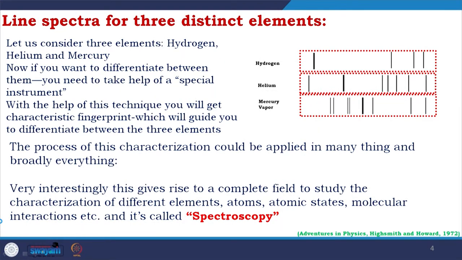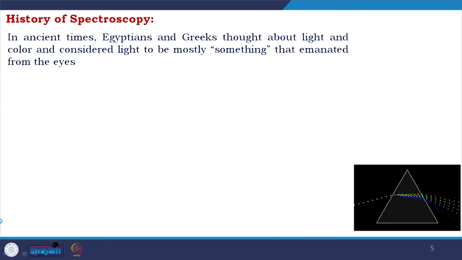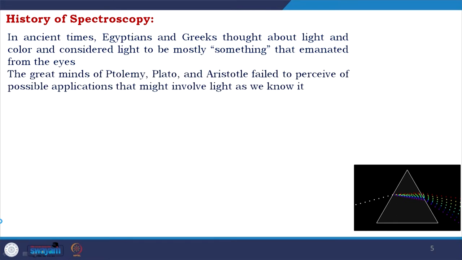Before going into the science, as you know from my trend of classes, we will take a look at the history of spectroscopy, how it grew. In ancient times, Egyptians and Greeks thought about light and color and considered light to be mostly something that emanated from the eyes. The great minds of Ptolemy, Plato and Aristotle tried but failed to perceive a possible application that might involve light as we know it now.